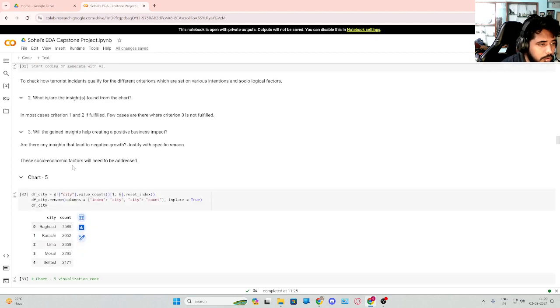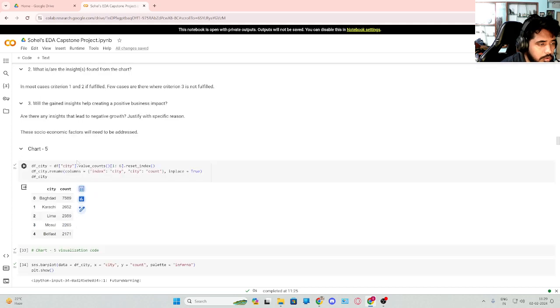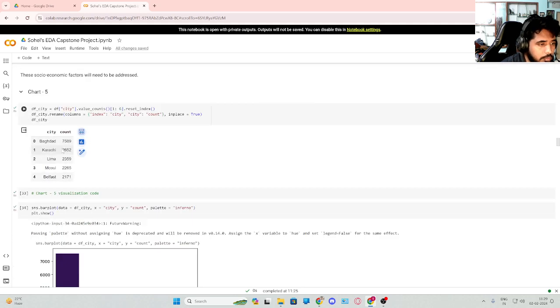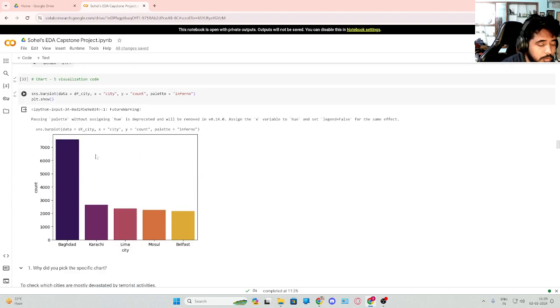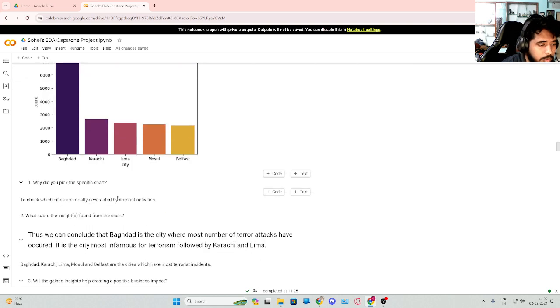Now we are going to check the city where terrorism mostly occurs. In Baghdad there are 7,589 cases, followed by Karachi. So we are plotting them in this chart. And what did we learn from this chart? We can conclude that Baghdad is the city where the most terror attacks occur. It is the city most infamous for terrorism, followed by Karachi and Lima.